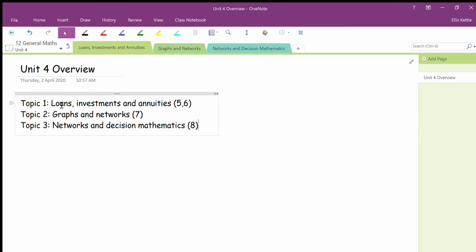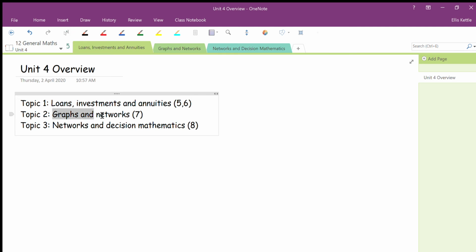So for our loans, investments, and annuities, we're going to be doing a lot of compound interest, and we're going to keep on using that stuff we've been doing in terms of different sequences. And so we're going to be looking at applications of using geometric sequences and compound interest situations as well. I'm also going to look at what it looks like to have reducing loans and different ways that we can compare between these different things.